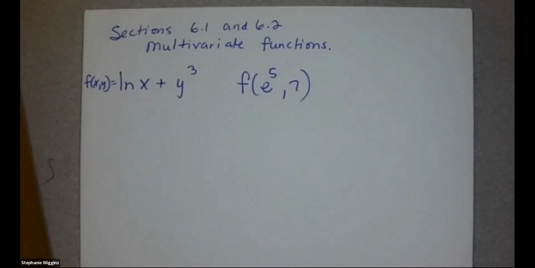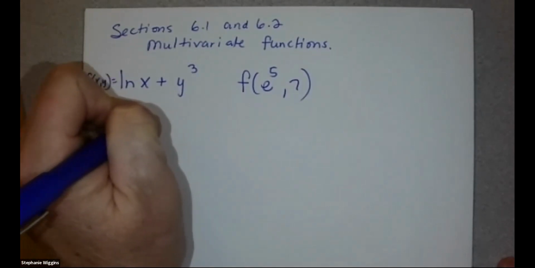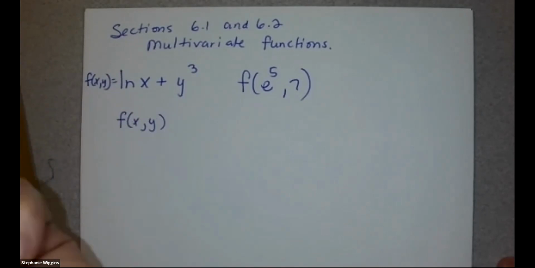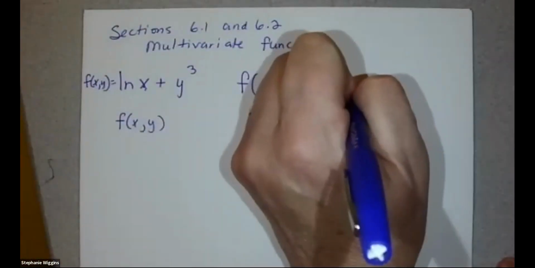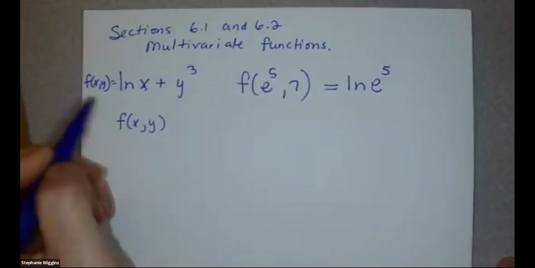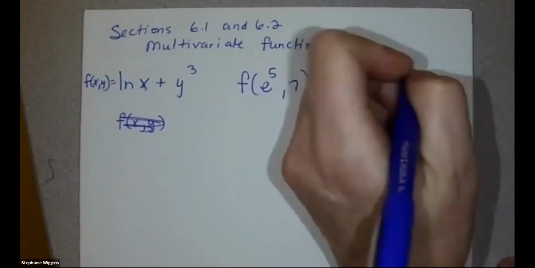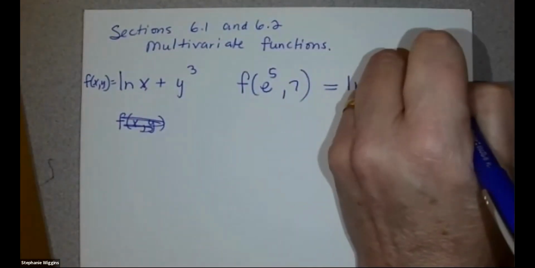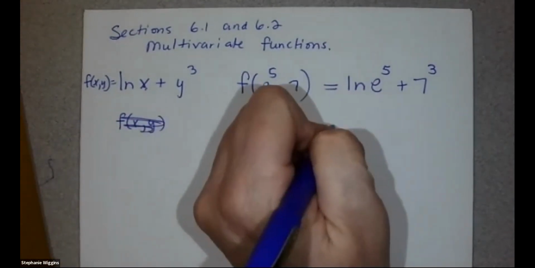Okay, so we just take e to the 5th and plug it in. Natural log of x becomes natural log of e to the 5th. And then 7 for y gives me 7 cubed, and I'm adding that. So you can see I just replaced the x with e to the 5th, and I replaced the y with 7. And then I can just calculate this.